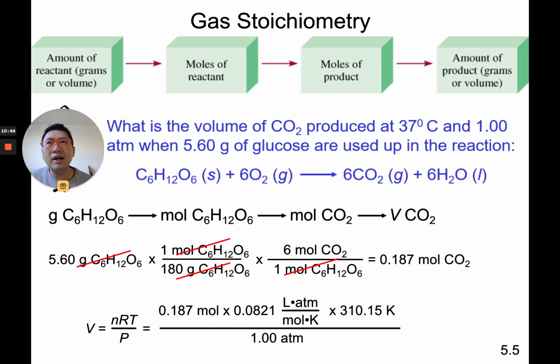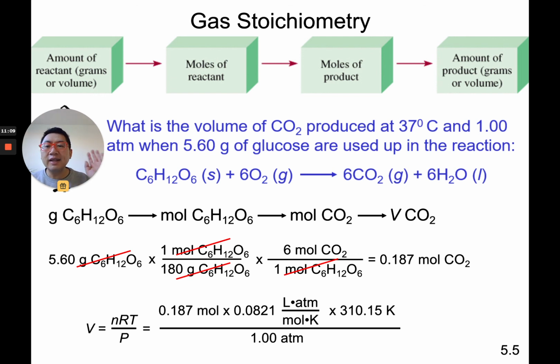You always know R, 0.0821 liters atmospheres per mole Kelvin. Kind of like you always know pi is 3.14. I know there's more digits, but 3.14 is pi. R is 0.0821 liters atmospheres per mole Kelvin. We know the temperature, 37 degrees, is 310.15 kelvins. I know the pressure, 1 atmosphere. So what is the final answer? It'll be 0.187 times 0.0821 times 310.15 divided by 1.